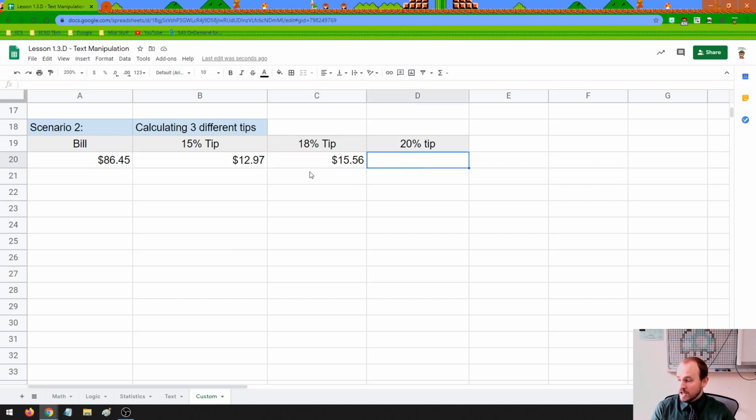And if we have absolute amazing service, well, I think we need to leave a 20% tip, and we're going to do the same thing. Equals this cell times 0.20. And what we have is a 20% tip being calculated at $17.29. All right, so it's kind of nice that you can plug in any of these calculator functions and see exactly what you get from it.